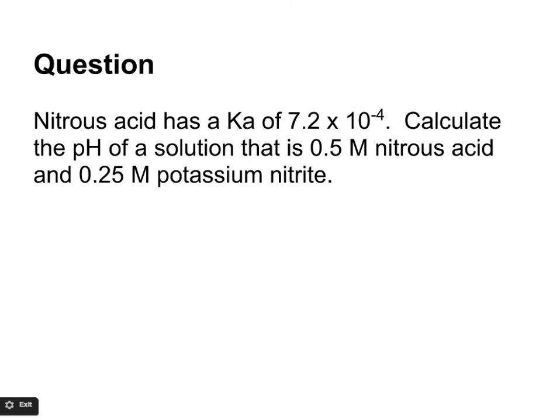Your question for this section: nitrous acid has a Ka of 7.2 times 10 to the negative 4th. Calculate the pH of a solution that is 0.5 molar nitrous acid and 0.25 molar potassium nitrite.